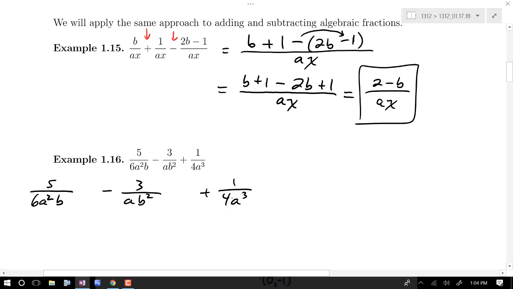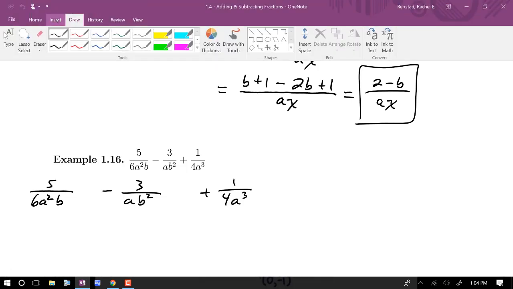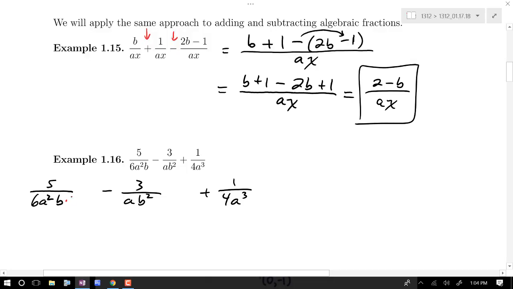So what factors does the first denominator need to pick up? Yeah, it needs a 2, and I think that's it. No, actually, it definitely needs a 2, so I put a 2 on the top and the bottom, but it also needs an A, yeah. And a B. Oh, and a B. There we go.